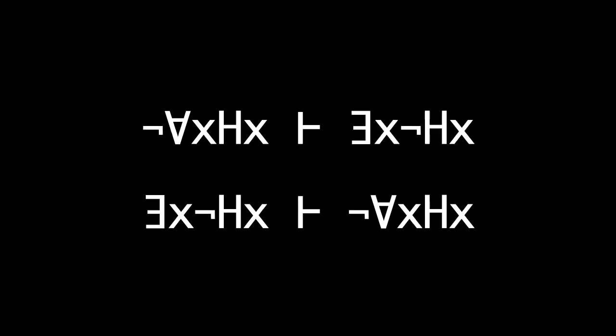In terms of proofs, the claim that these are equivalent amounts to the claim that given one of them, you can prove the other one. So given not for all x Hx, you can prove exists x not Hx, and given exists x not Hx, you can prove not for all x Hx. These can be shown with just the basic rules, but they're fairly complicated proofs.